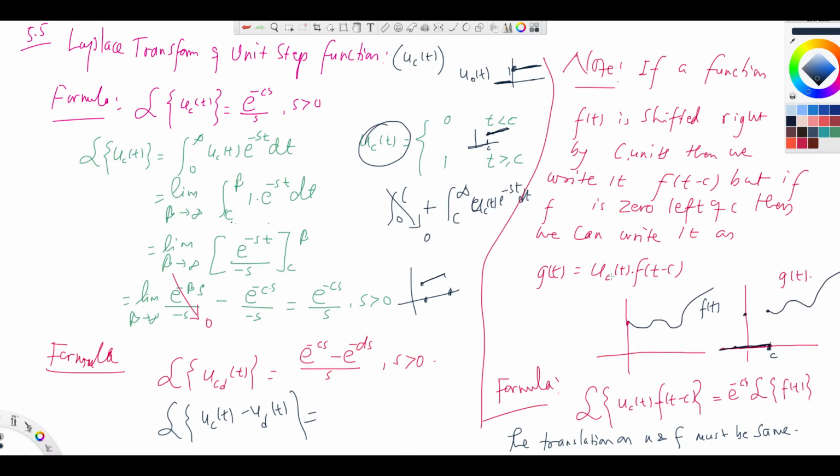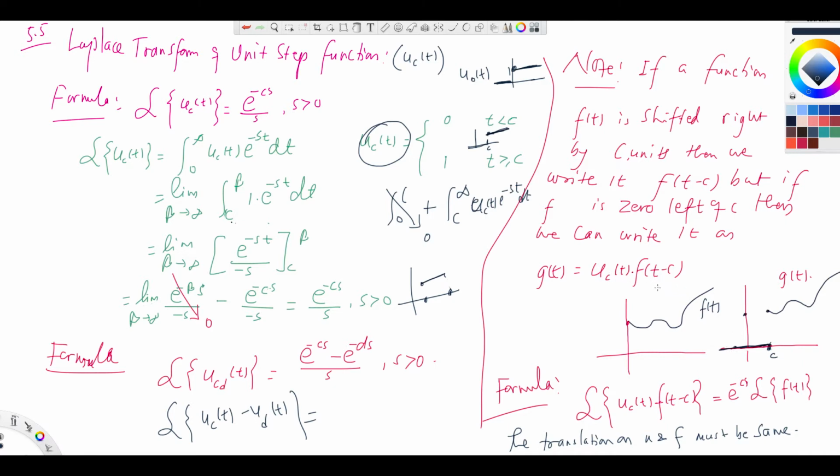So what it says is this u_c(t) provides 0 on the left side and 1 on the right side. So multiply with f(t minus c). That is f(t minus c). That only is the f(t minus c). But if you want to include that 0 on the left side, you need to multiply by u_c(t). That's what it is saying.